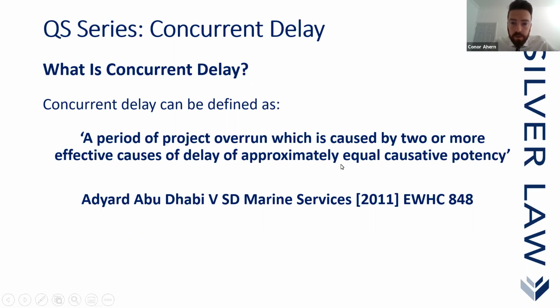It's basically a good working example of what concurrent delay in fact is, because that point about equal causative potency means that you have a delay caused by two equal events, and that takes into account the delays to the overall completion date. So two competing events, we'll come on to it even further, one being an employer's risk event and the other being a contractor risk event. But remember that term, equal causative potency.